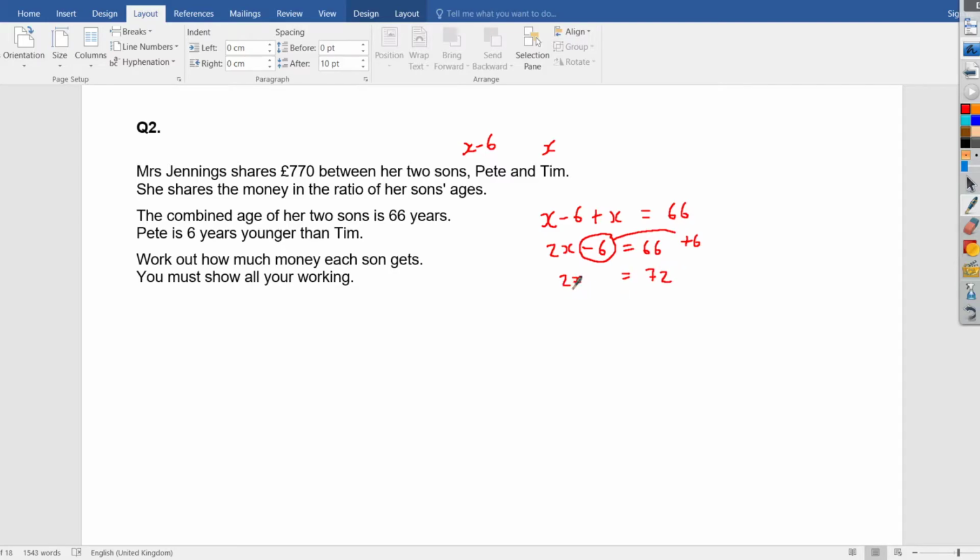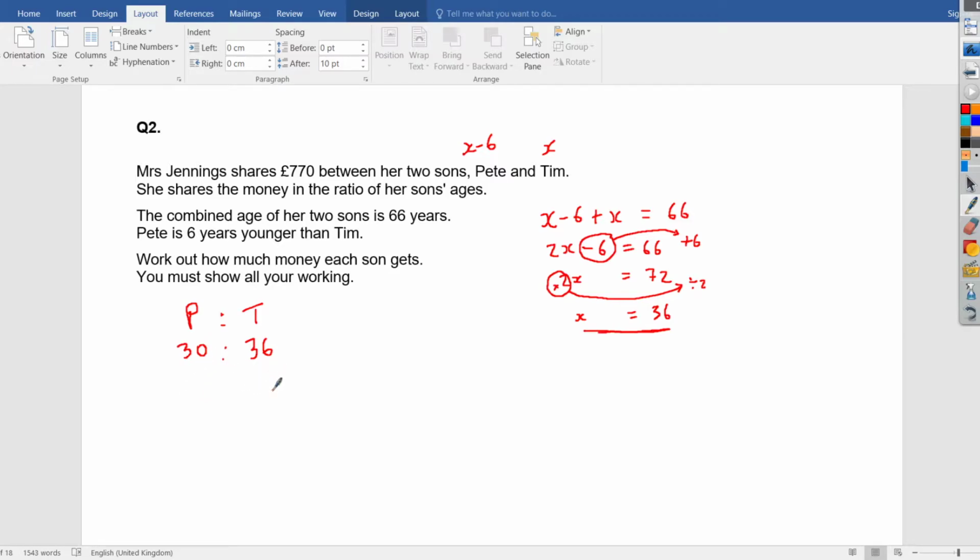And then 2X means 2 times. The opposite of 2 times is divided by 2. So we get X is equal to 36. Okay, so we know that Tim is 36 and Pete is going to be 6 less. So let's write this down here. The ratio of the ages, Pete to Tim: Tim is 36 and Pete is 6 years younger, so Pete is 30.